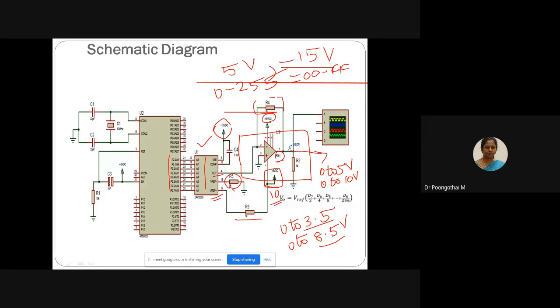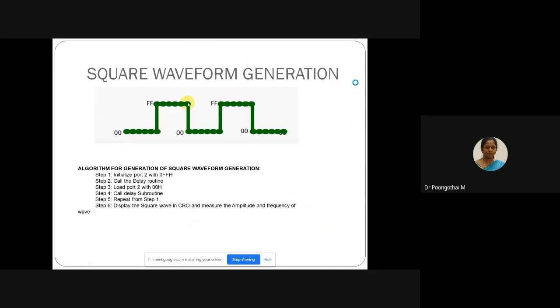So here we have to connect a CRO to observe our waveform results. Your CRO should be connected to the 6th pin of the operational amplifier. Next we will see the waveform generation. Your first waveform is the square wave.